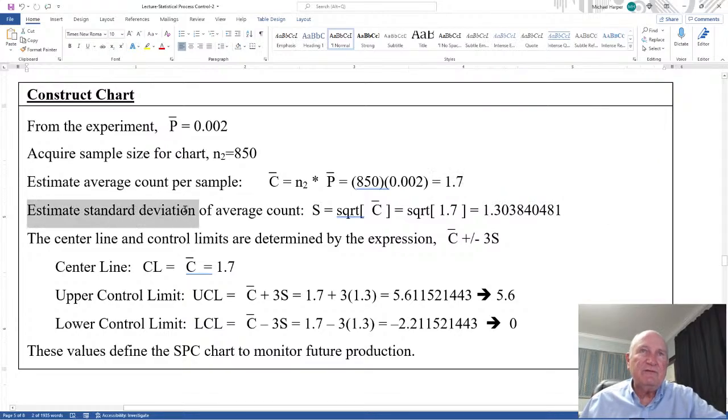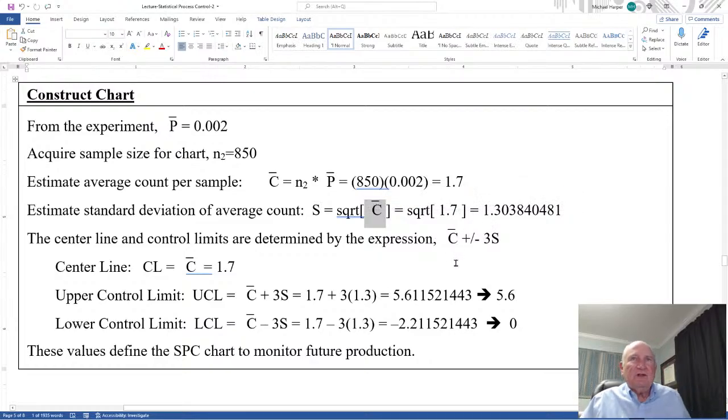Then we estimate the standard deviation of the average count. What's the standard deviation of C bar? Well, here we have a very nice property from the Poisson distribution. The Poisson distribution, the variance is the same as the mean. For the random variable x, if x follows a Poisson distribution, then the mean and the variance turn out to be the same number. Again, you could take the variance, p times 1 minus p over n, and in the limit, then you can show that the mean and the variance come together.